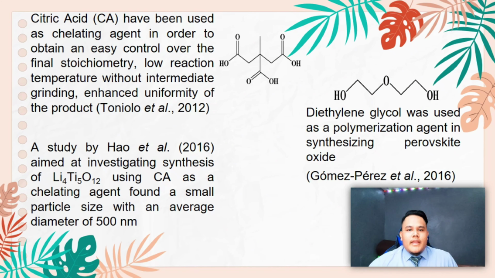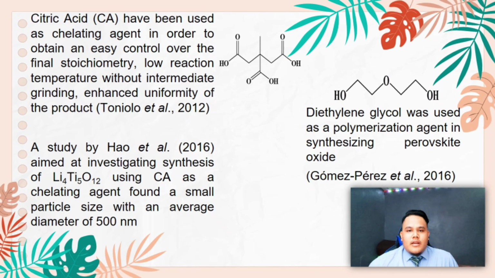Chelating agent plays an important role in binding the whole metal cation to form a metal complex, and also can reduce the temperature of the reaction. So, citric acid was used in this study as a chelating agent because a study by Toniolo et al. 2012 showed that citric acid was used as chelating agent in order to obtain an easy control over the final stoichiometry, low reaction temperature without intermediate grinding, and enhanced uniformity of the resultant product.